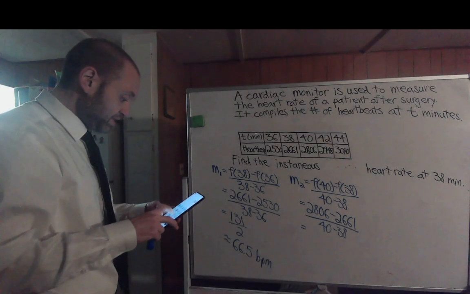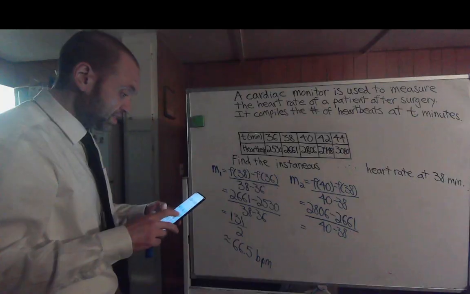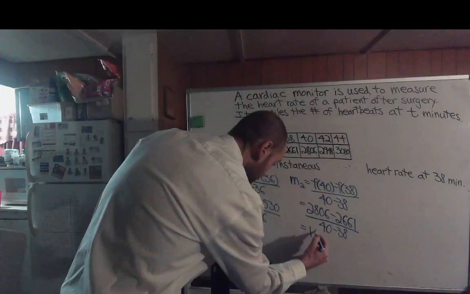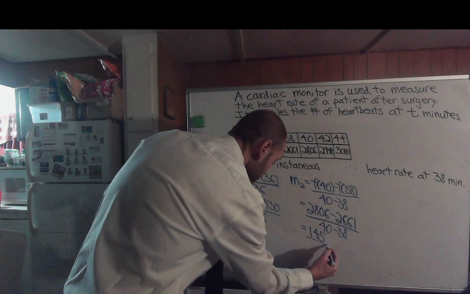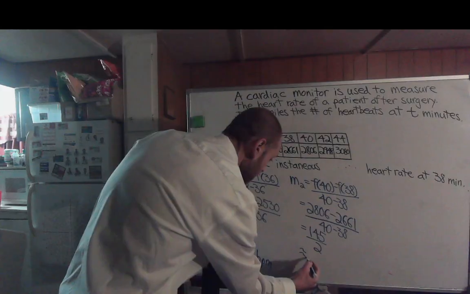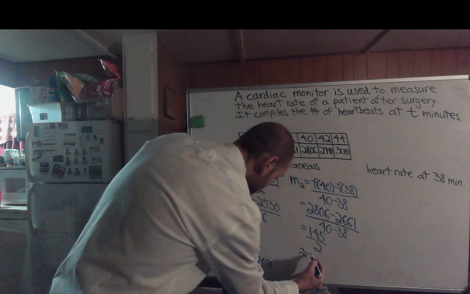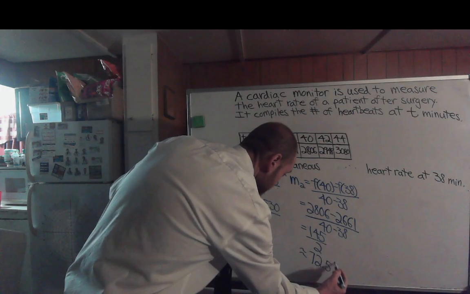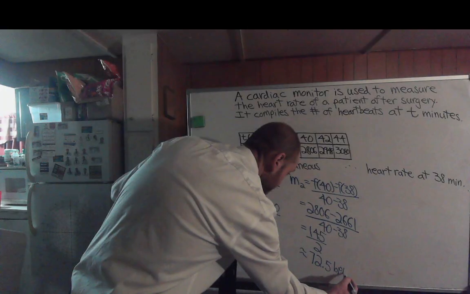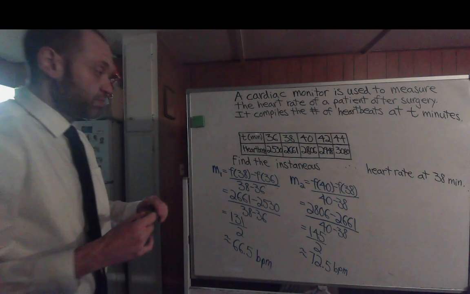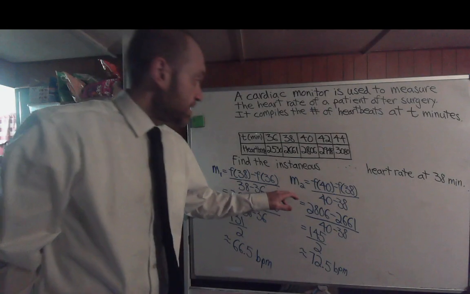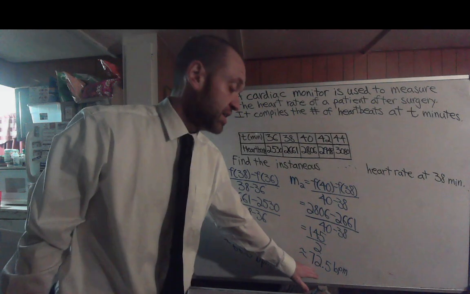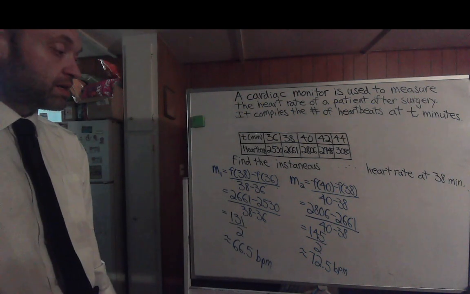So 2,806 minus 2,661, that's 145 divided by 2, which is approximately equal to 72.5 beats per minute. So from 38 to 40 minutes, the average heart rate was 72.5 beats per minute.